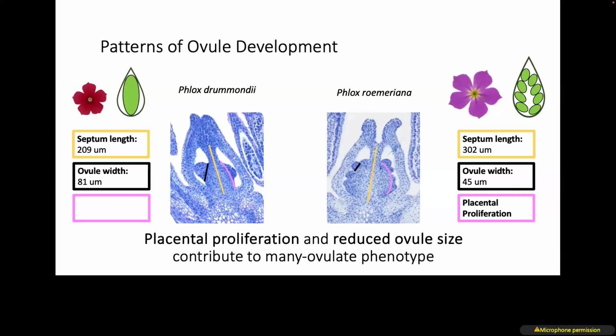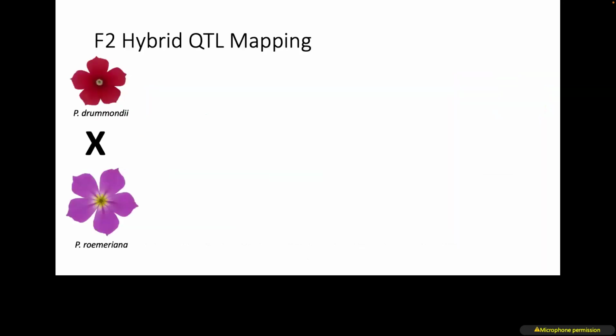And so what I'm arguing is that placental proliferation and reduced ovule size are probably both important for this mini ovulate phenotype evolving in Phlox roemeriana. So to explore not only this particular trait, but also more generally the flower size number tradeoff as well, I have set up a QTL mapping experiment in which I am producing F2 hybrids between these two sister species.